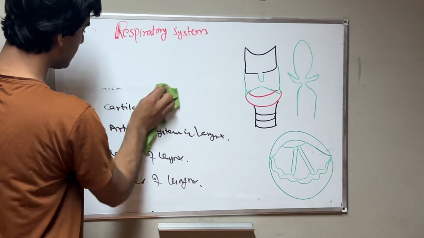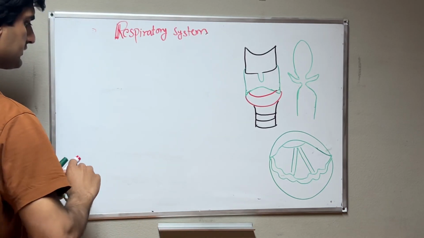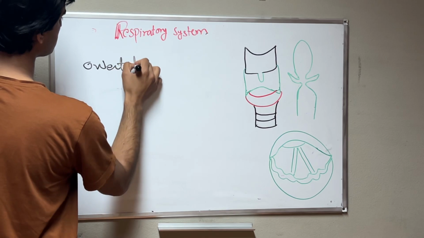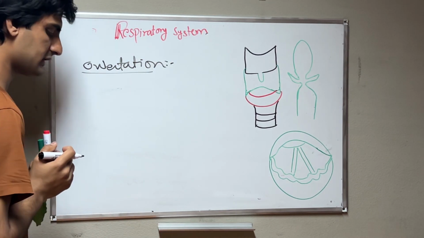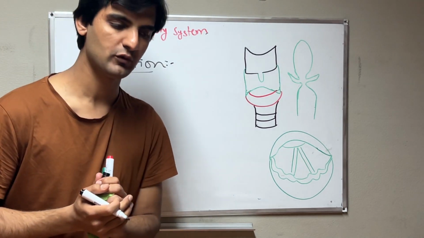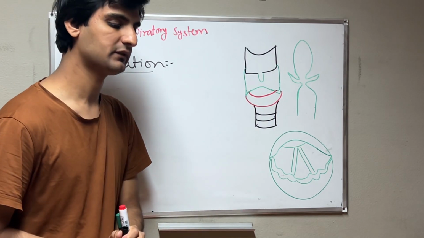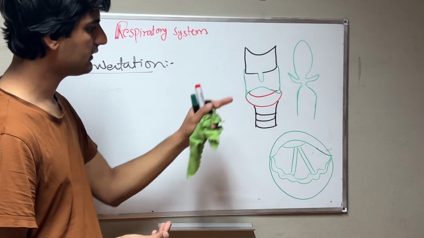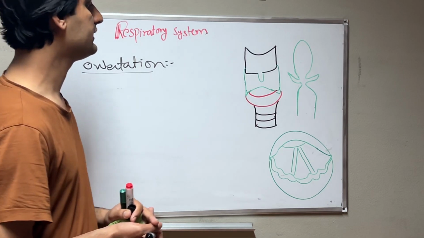Our topic is the larynx, and first we are going to talk about the orientation of the larynx. If we talk about the orientation, we need to know the anterior and posterior view of the larynx. This is the anterior view, the front side, and the back we know as the posterior view, the side of the esophagus.